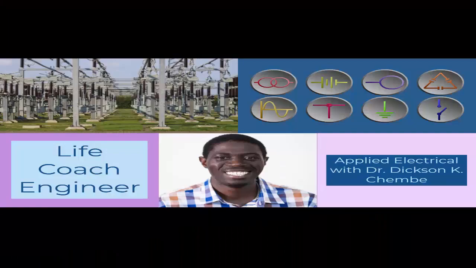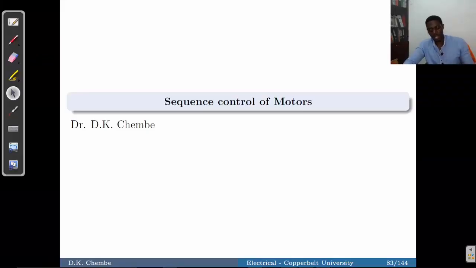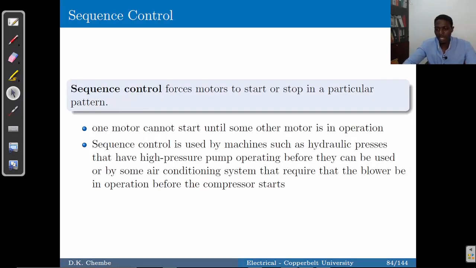That's my way. What is sequence control? Sequence control simply means running or operating motors in a particular sequence, so they can start in a certain pattern and stop in a certain pattern. So one motor may run and then the other motor starts after a preset time, or several motors may be running and they stop in a particular sequence of time.